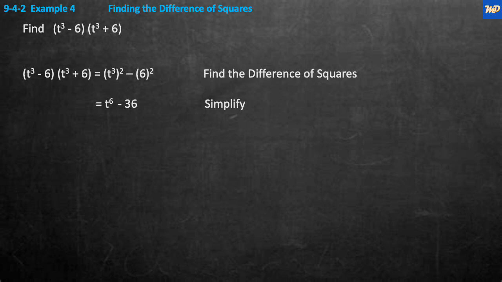Example 4, finding the difference of squares. So here's an example for us. t cubed minus 6 times t cubed plus 6. The difference of two squares. So we rewrote the problem, t cubed minus 6, t cubed plus 6, and I get, with parentheses here, t cubed squared minus 6 squared. So finding the difference of squares. And then I'm going to carry out the math to simplify. t cubed squared is t to the 6th minus 6 squared, 36.